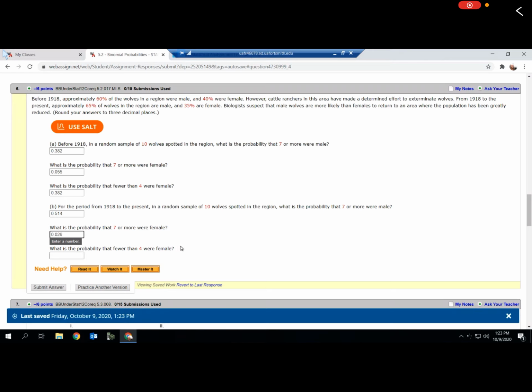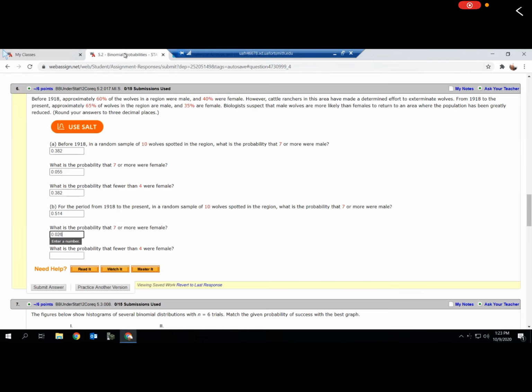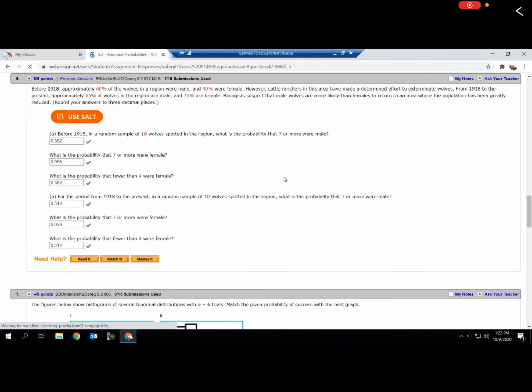Fewer than 4 would be 0 to 3. Female, we don't change our probability. We do make it left tail. You have to pick up on those verbal cues. Less than or equal to 3. That's 0.514. Rounded to 3 decimal places. And keep your fingers crossed. And they're all correct.